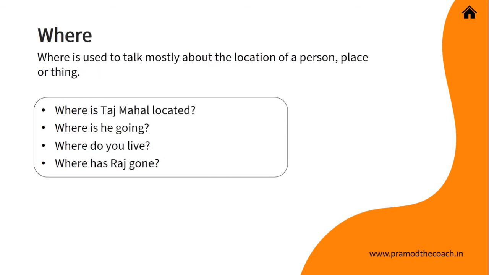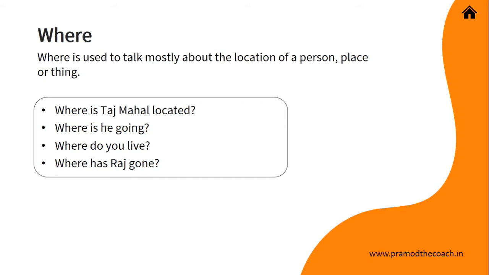The next is where. Where is used to talk mostly about the location of a person, place or thing. Example, where is Taj Mahal located? Where is he going? Where do you live? Where has Raj gone? Where is your house? Where is your college? Where is your computer institute? Where are they going? Where is Rama going? Where are your music classes?